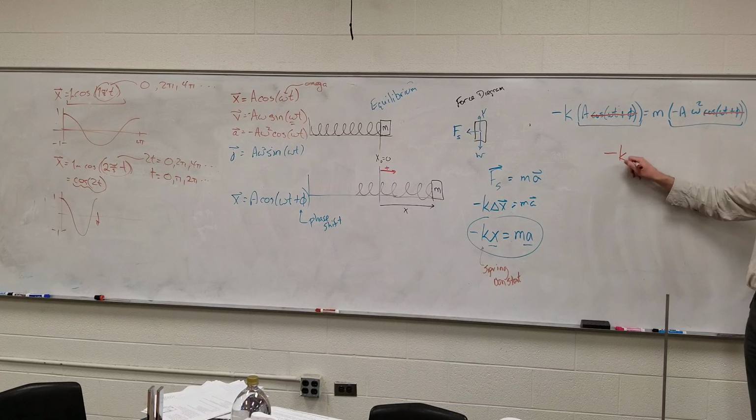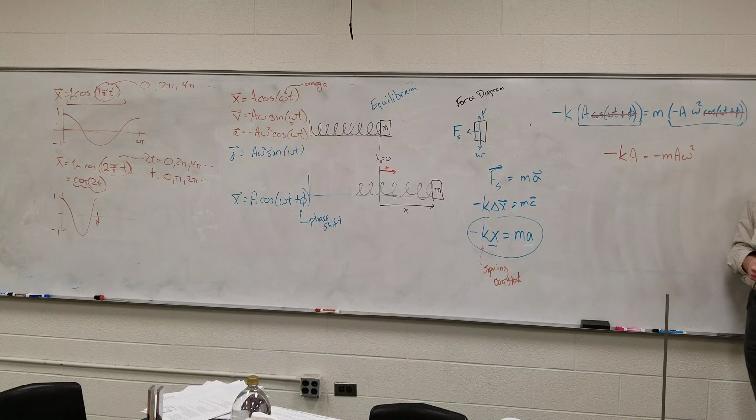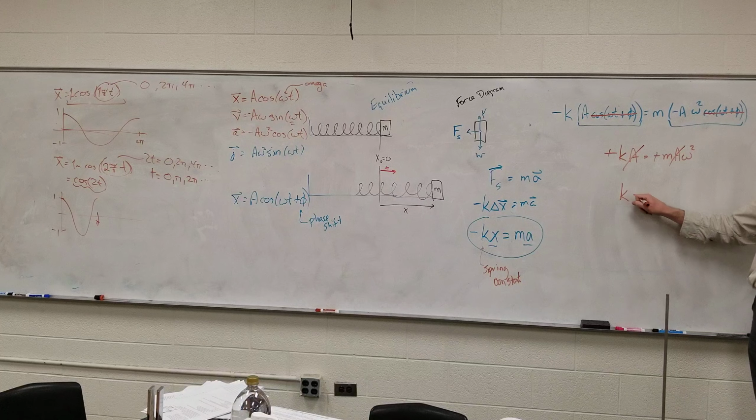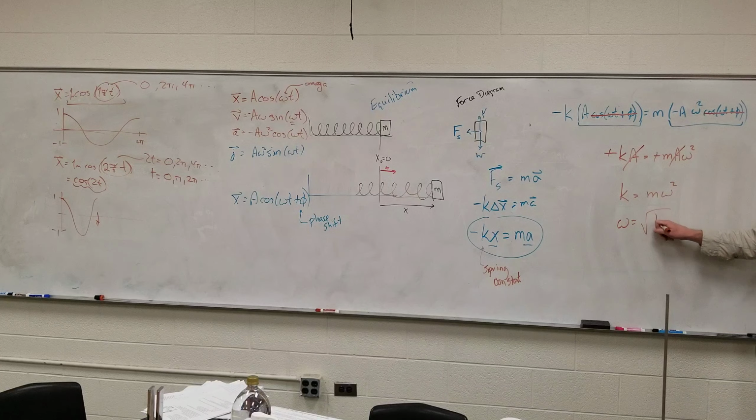We have negative K, A is equal to negative M A omega squared. Can you take out A? Yes, you can. Your conclusion that we can't get rid of A was wrong. The negative sign can cancel. I could just multiply both sides by -1 to get rid of the negatives. So what I'm left with is the spring constant is equal to M omega squared. So omega is just the square root of K over M.